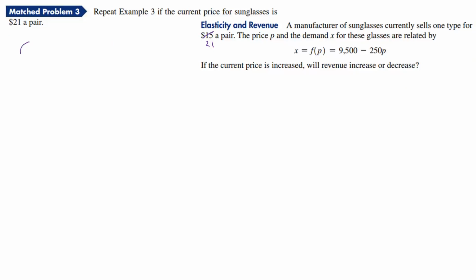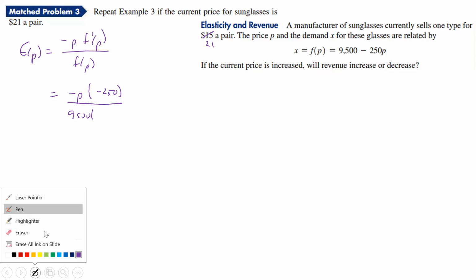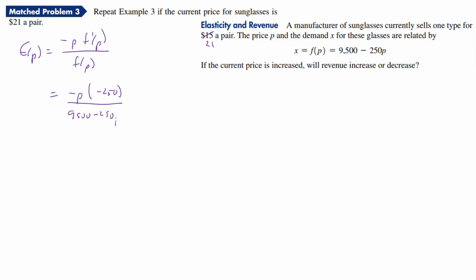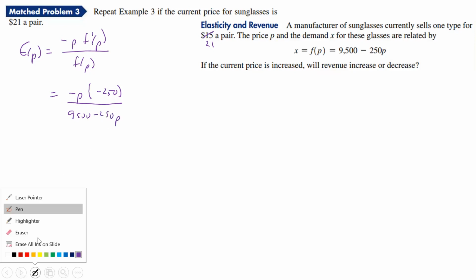So again, we have to think about what our elasticity equation is. Well, that was minus P times f prime of P all over f of P. So we have our equation here. We're going to have a minus P times the derivative of this. Well, it looks like it's going to be a negative 250. And that's all over just that equation, 9,500 minus 250p.